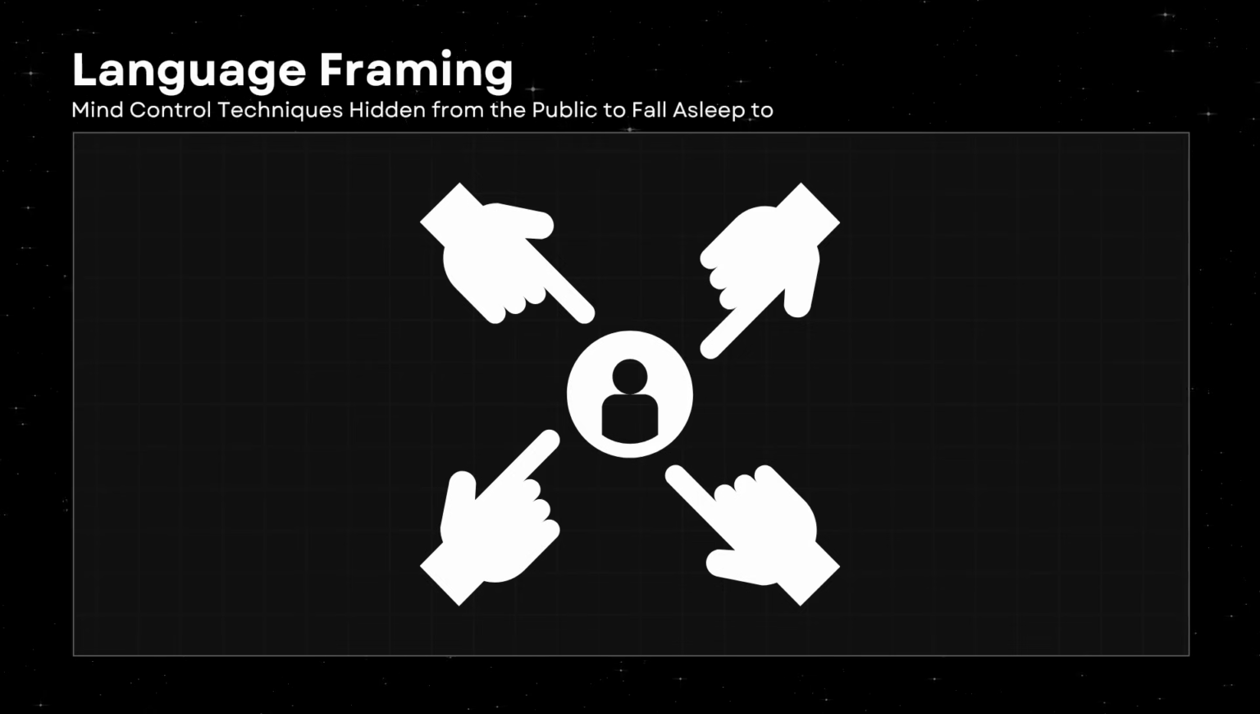The listener must learn to ask what words are being used and why, what is being shown, and what is being hidden. Only then can they begin to see past the frame and into the thing itself.